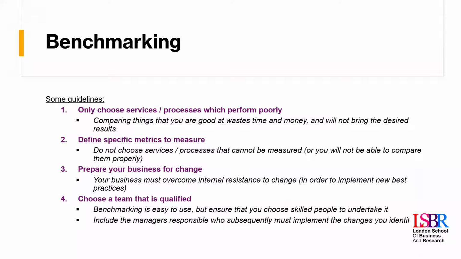You also have to define specific metrics that you want to measure. These can be specific to your organization, specific to industries, specific to your market, or they can be more generic. But the one thing you have to make sure is you don't choose services or processes that cannot be measured. If you cannot measure, for example, the cost of transferring something from one warehouse to another, then there's no point in comparing that statistic, because if it can't be measured, it's not worth your time. So make sure you're only comparing things that can be measured.